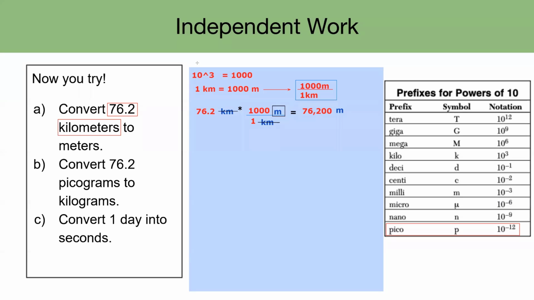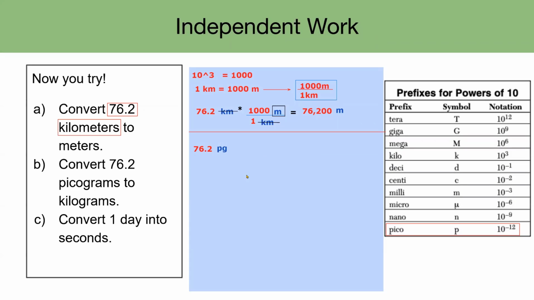So let me put a line across here so we know that we're no longer looking at letter A. We're going to be moving on to letter B. So what we're going to be doing here is we are going to be converting for letter B our picograms to kilograms. Let me type in our little 76.2 picograms, which is going to be small p, small g, units, PG. And then we are going to be converting that into kilograms.